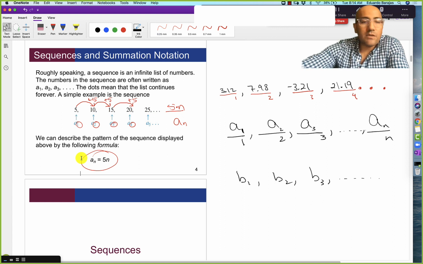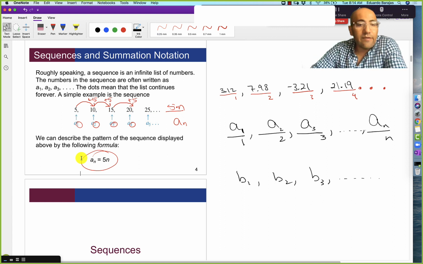So some sequences can be expressed by a formula like this. And when they can, that's very useful, right? We can use that formula to find different values on my list. So I can say, find the 113th number on the list, and I know that that's pretty easy. It's just 113 times 5. That'll be the one that's on the list. Any questions so far on what a sequence is?